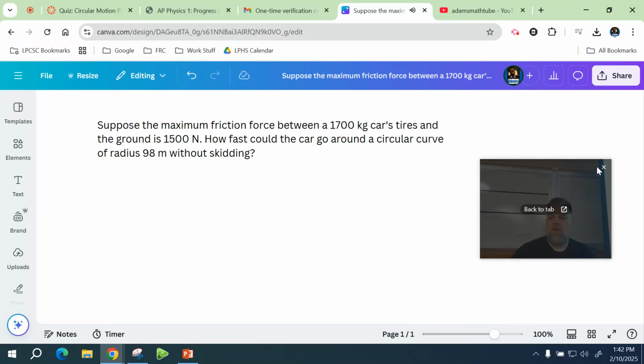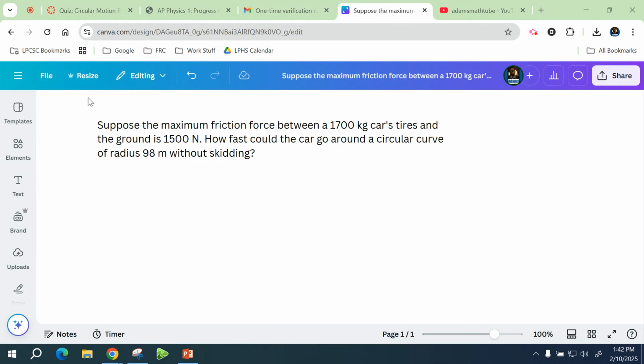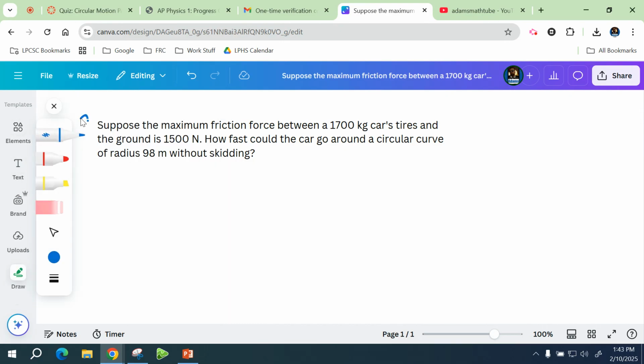All right, so for question number 2, this is from the practice exam. It says, suppose the frictional force between a 1700 kilogram car's tires and the ground is 1500 newtons. How fast could the car go around a circular curve with a radius of 98 meters without skidding? So in this case, the friction provides the centripetal force for the car to round the curve.